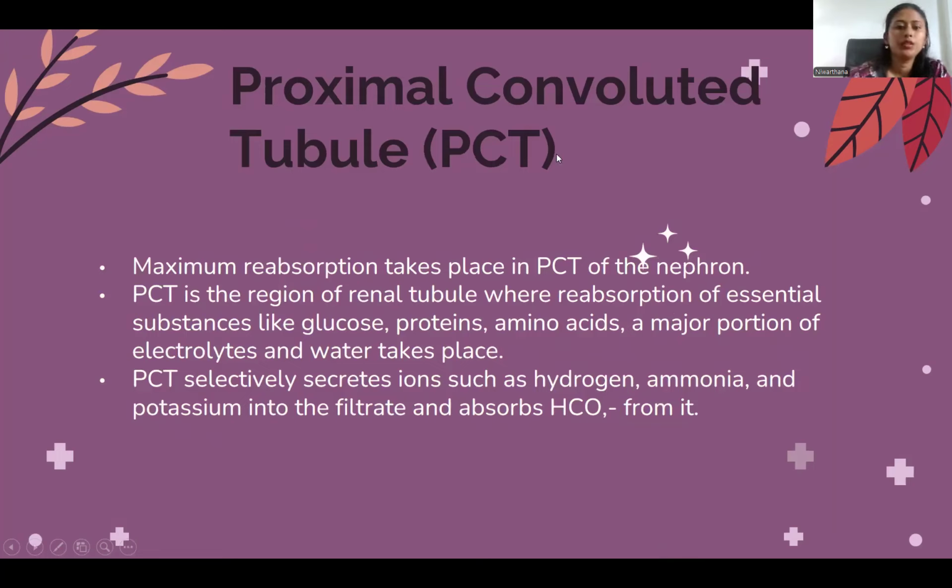Proximal convoluted tubule. So here, maximum reabsorption takes place. In the reabsorption, essential substances like glucose, proteins, amino acids, and a major portion of electrolytes and water are reabsorbed. The proximal convoluted tubule selectively secretes ions such as hydrogen, ammonia, and potassium into the filtrate, and it also absorbs bicarbonate from it.